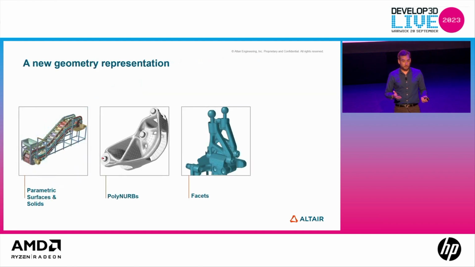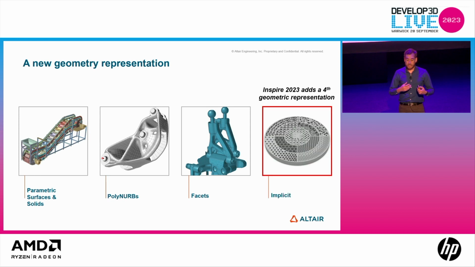So the first thing we did is in Inspire, we have, at the moment, 3 geometry representations. So we've got parametric, surface, and solid modeling with BREPs. We've got the PolyNURBS tools and geometry representation, which is very good for topology optimization. We've got the facet geometry representation, where it could be scan data, it could be just any sort of mesh model. But what we've done is added implicit geometry as a 4th representation type, where we can then easily go in and out between any of these geometry representations as needed.